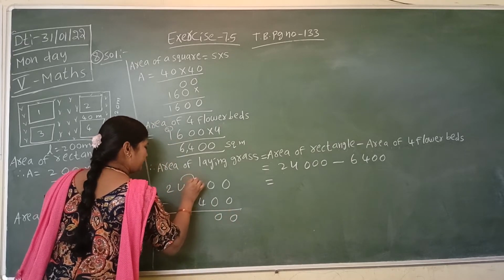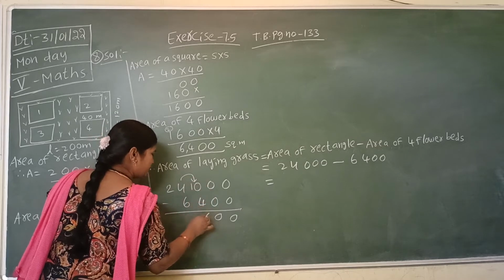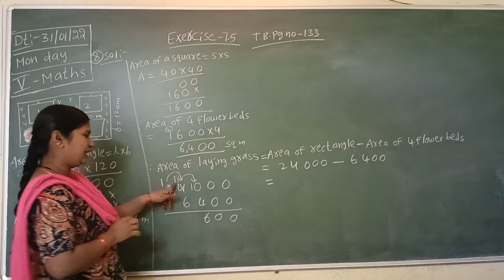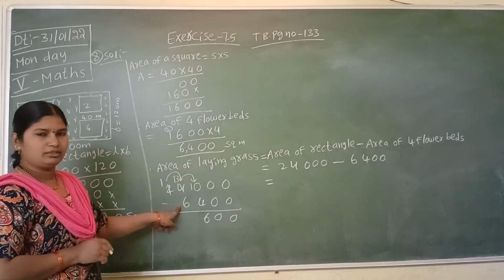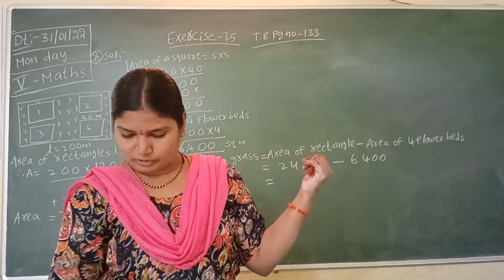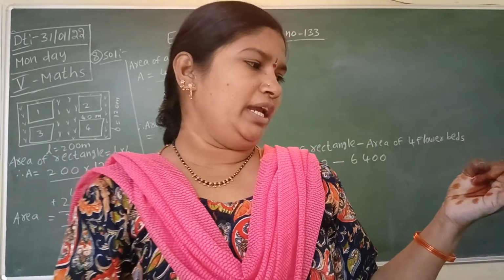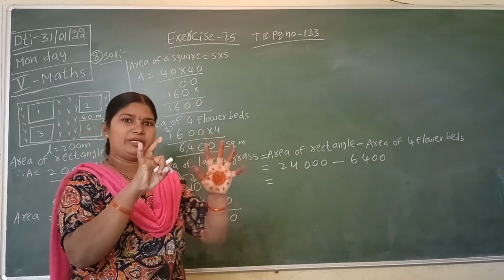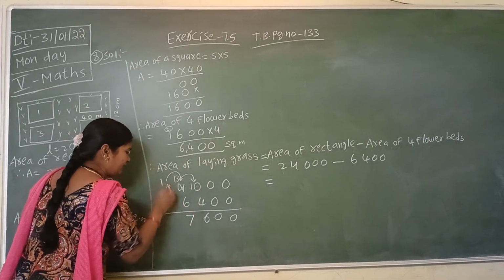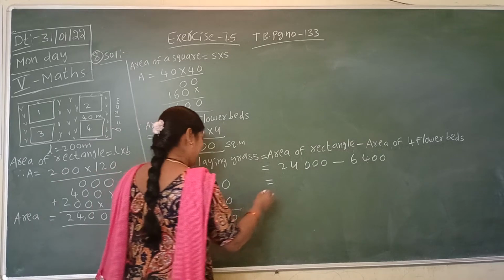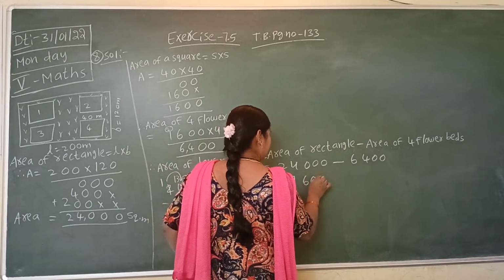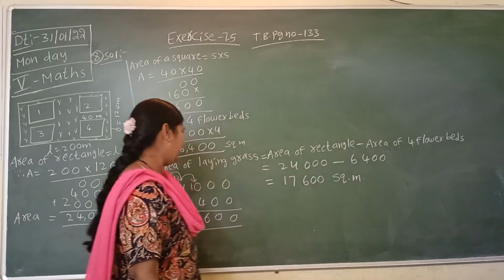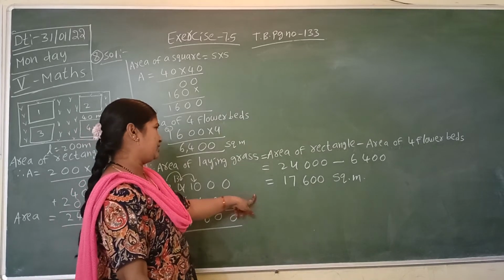0 minus 4 not possible. Regrouping means 10. 10 minus 4, 6. Here 3 remaining. 3 minus 6 not possible. Taking regrouping means here 13 will be there. 13 minus 6. What is the answer? 6 after, count up to 13. 6 after 7, 8, 9, 10, 11, 12, 13. How many fingers I opened? 7. 7 is your answer. So 1 as it is 1. So what is this? 17,600 square meters. Okay, it is the area of laying grass.